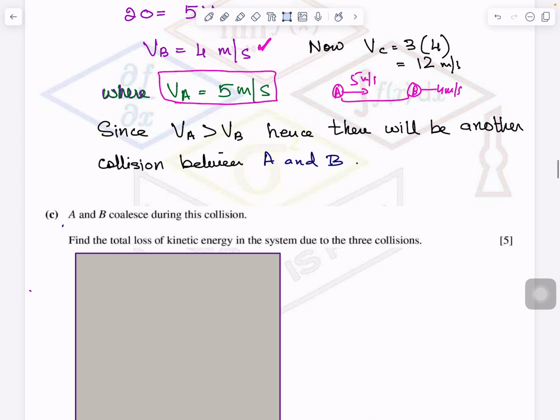What is part C? This is very interesting. We are going to apply the concept of kinetic energy also in this question. The last part of the question is telling you that A and B coalesce during the collision. So now when A will hit B, what will happen? They will combine. They will become one body. And then they will move, or whatever they do. The question here is to find the total loss of kinetic energy in the system.